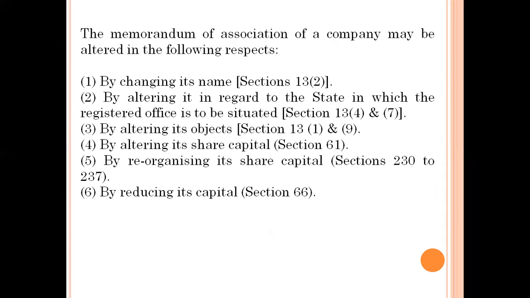First one, by changing its name. According to Section 13(2), we can change the name of the company. By altering it in regard to the state in which the registered office is to be situated. That means we can shift or relocate the registered office of the company between the states, based on Section 13(4) and (7). We can alter its objects based on Section 13(1) and (9).